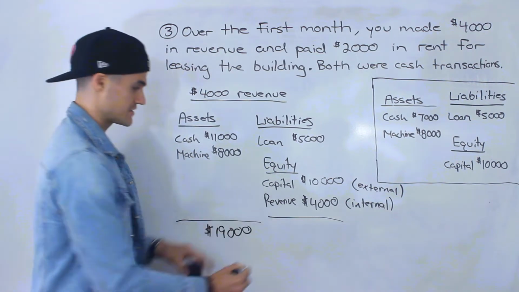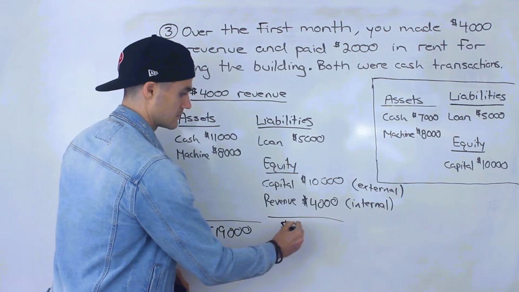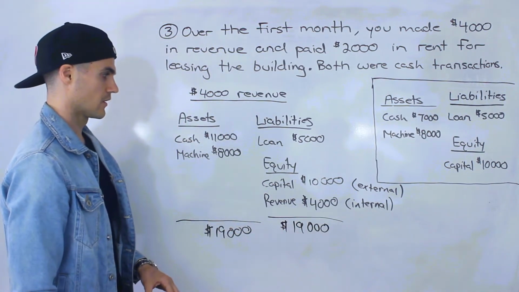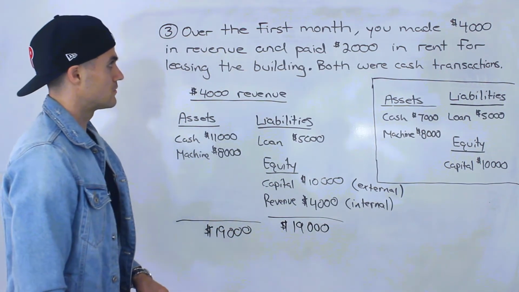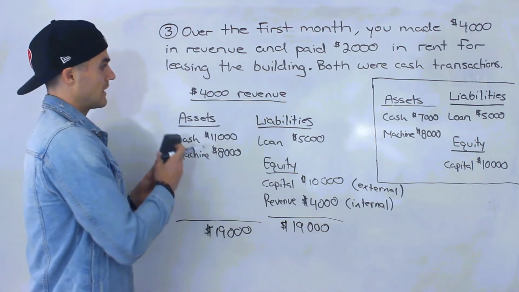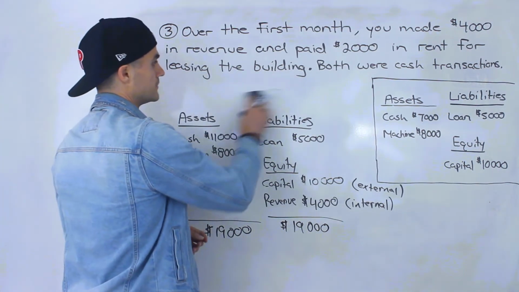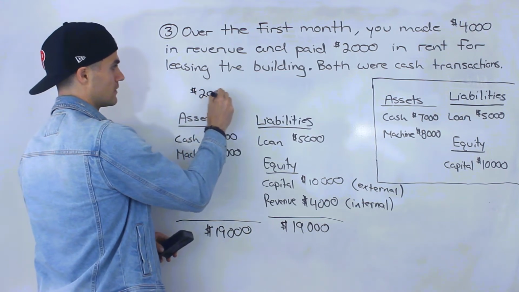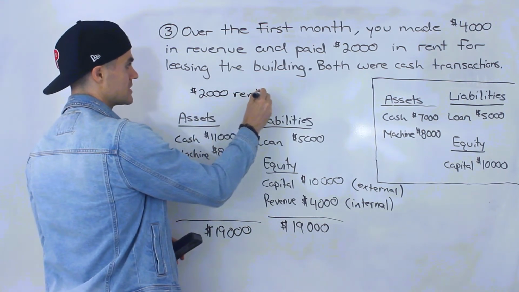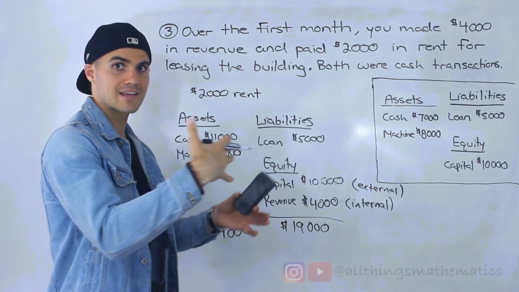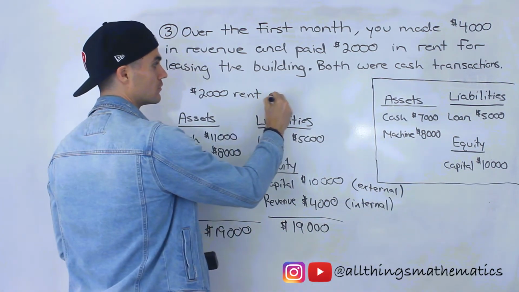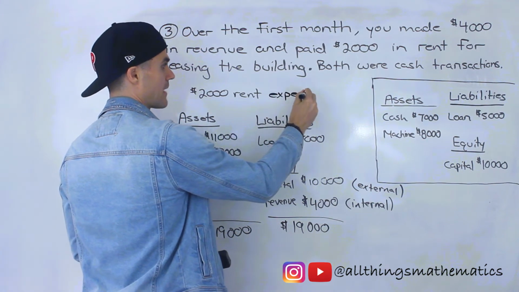If we add up all of this here, 19,000 as well. Okay, so what about this $2,000 worth of rent? So this $2,000 of rent, notice that that's not revenue, that's not a cash inflow, that's a cash outflow. So let's call it an expense.